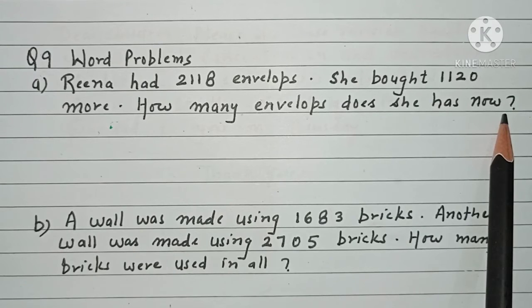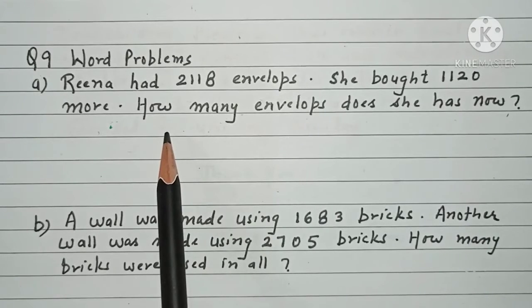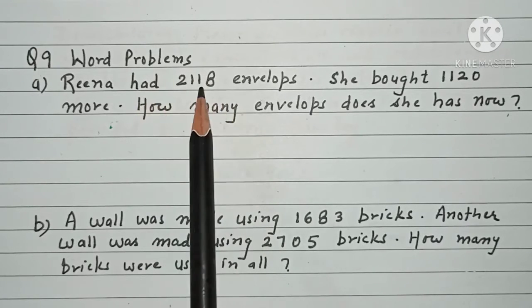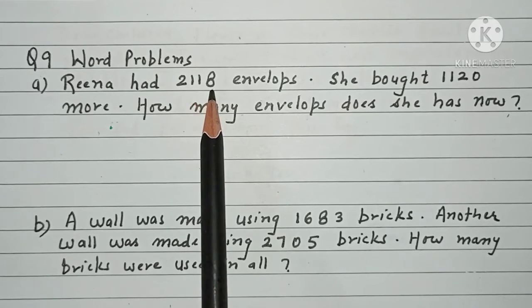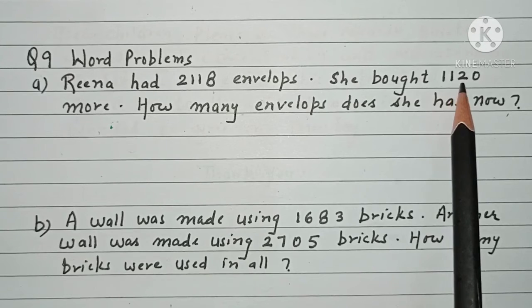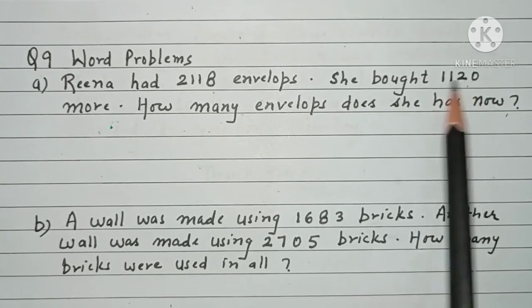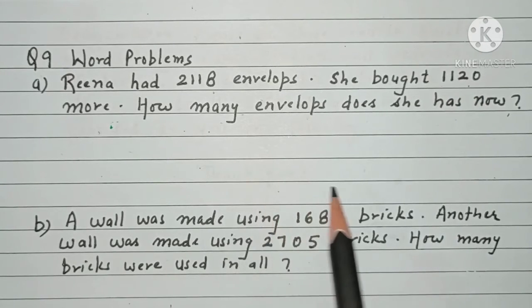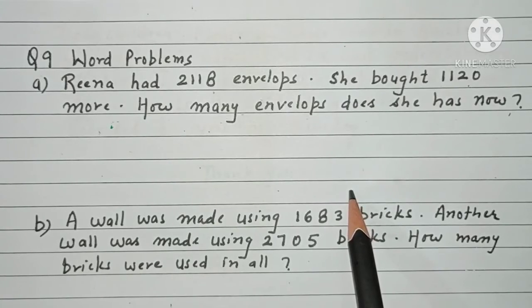So according to the statement, the first sentence says the total number of envelopes Rina had is 2,118. Then she bought more. How much? 1,120 she bought more. So how many does she have now? We have to just add and calculate.